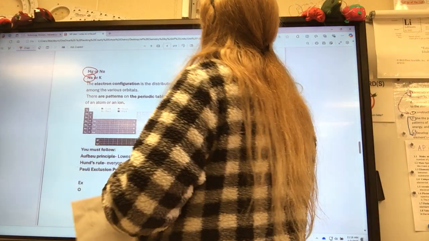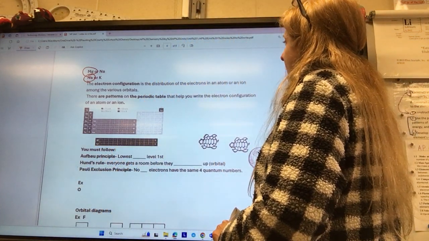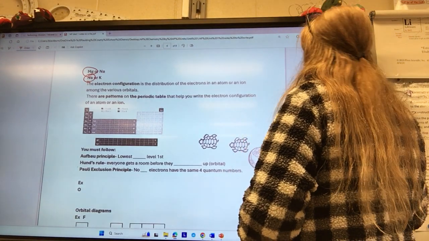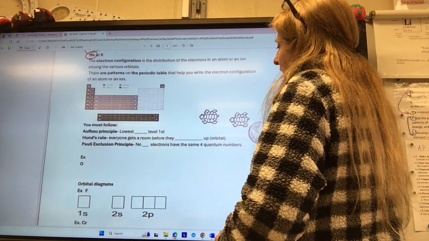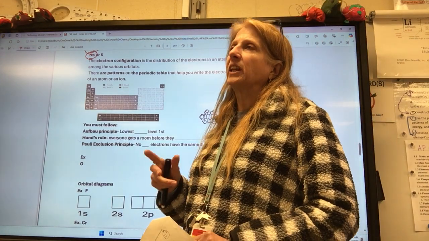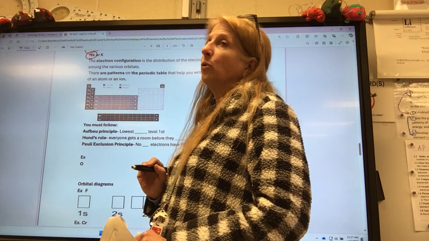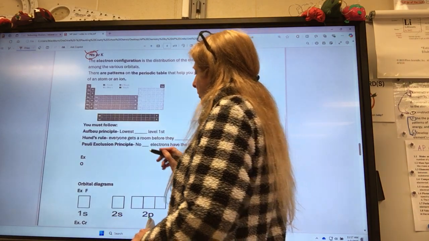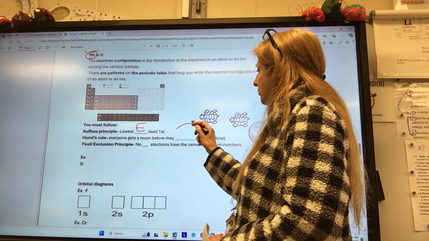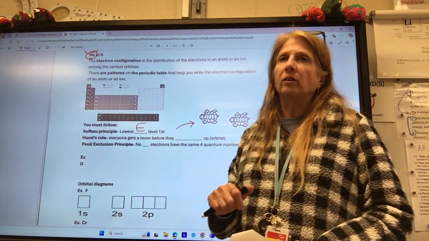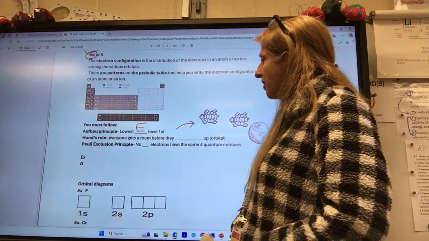Okay, next. There are patterns on the periodic table that help you write the electron configuration of an atom or an ion. Hopefully you learned this in honors. When you write electron configurations, and that's how the electrons fill an atom, you have to follow 3 rules. The first one is the Aufbau principle, which is the lowest energy level fills first. We have turtles, because they're lazy and slow. They're not going to want to go bouncing up high into the atom.